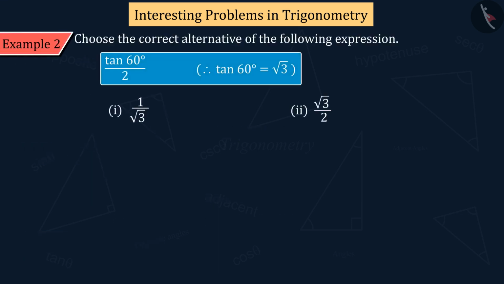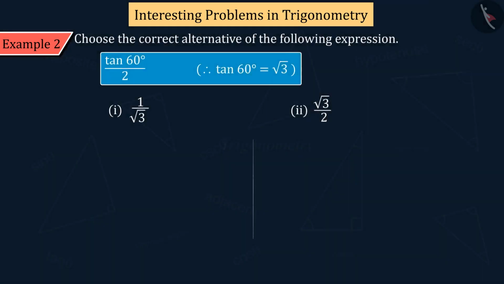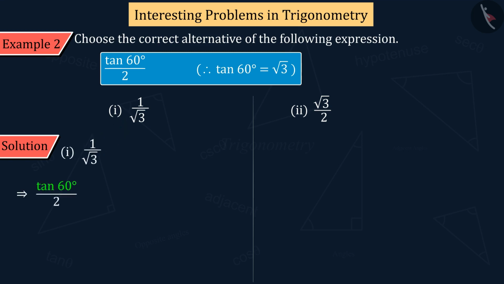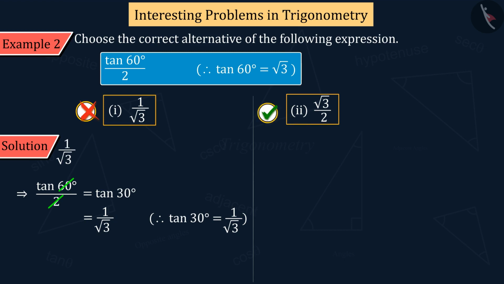Choose the correct alternative of the following expression. Pause the video to solve the question and then match your answer. If you have chosen the first option, then it is a good try, but this is the wrong answer. Here, we are given tan 60 degrees in numerator and 2 in denominator. While solving this question, some children divide angle 60 by 2 and write the value of tan 30 degrees, which is the wrong answer. Here, option 2 is the right answer.